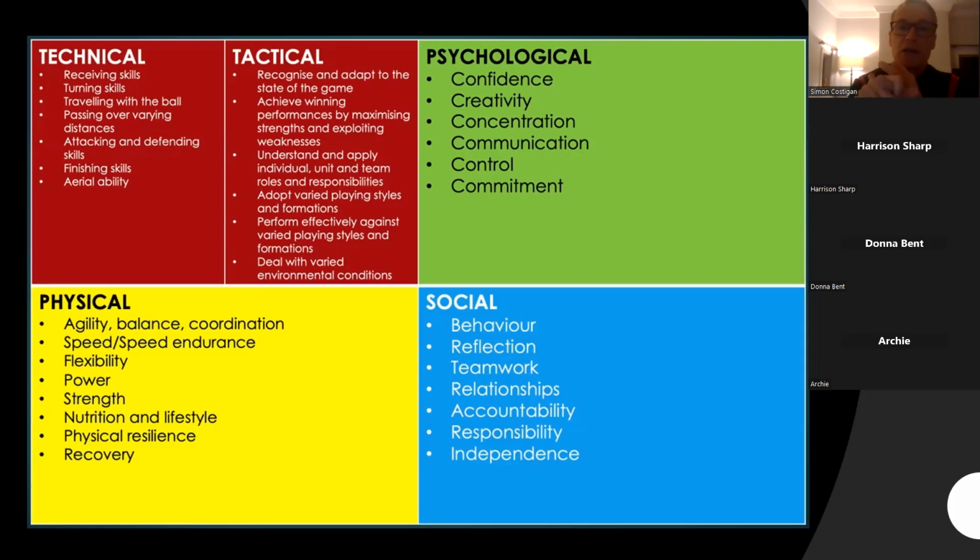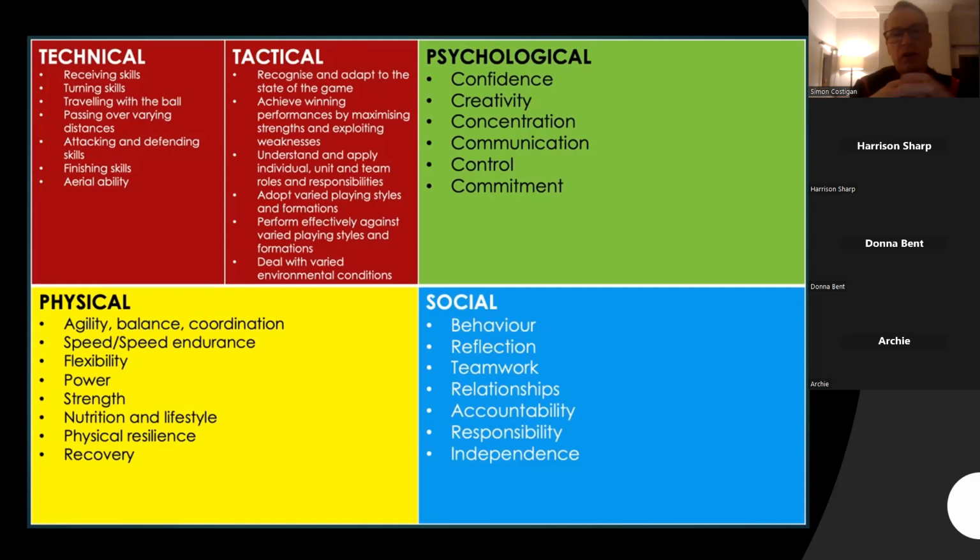And then in terms of tactical, it's all about understanding in-game situations. So if we're leading in a game, how do we manage that? If we're losing a game, how do we manage that? So it's understanding the momentum shifts that we've talked about before within a game. So how do you recognize and adapt to the state of the game, as it says here? Achieve winning performances by maximizing strengths and exploiting weaknesses.